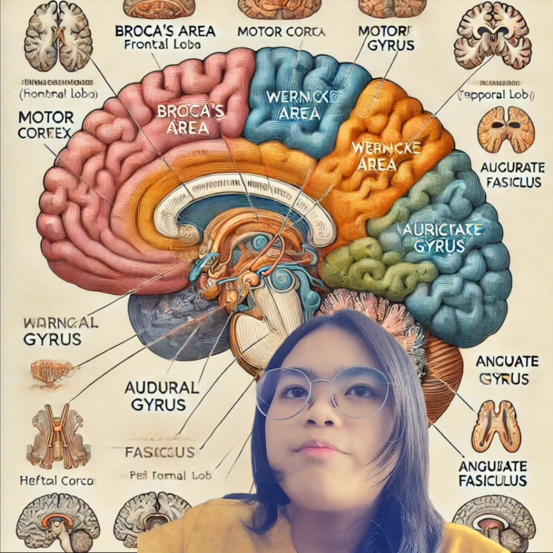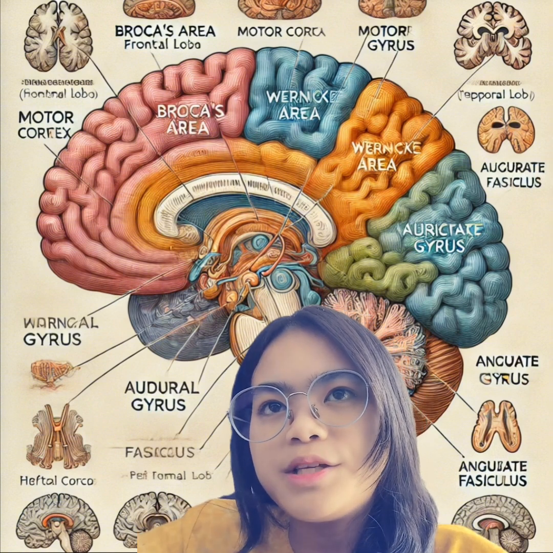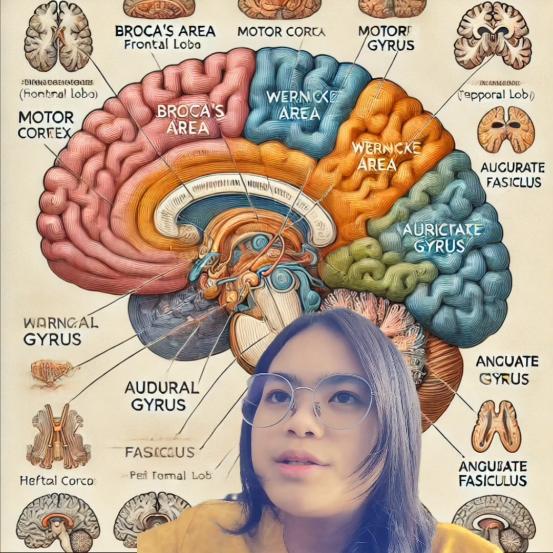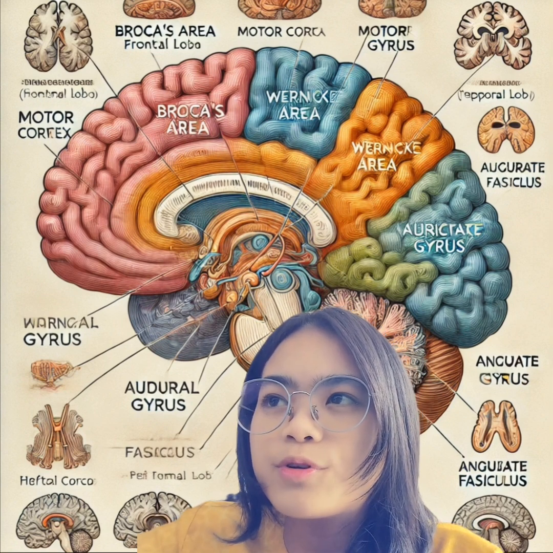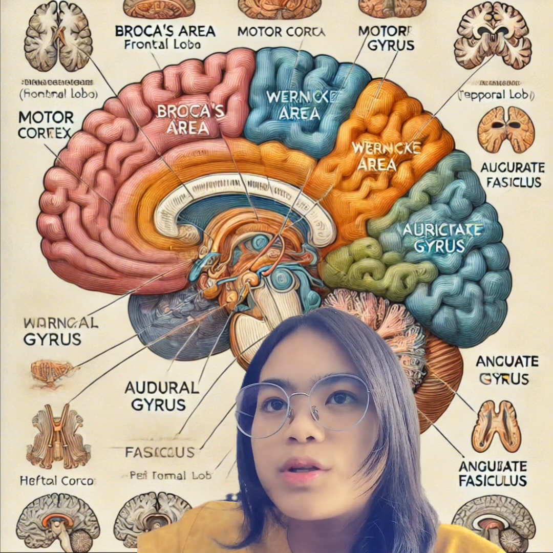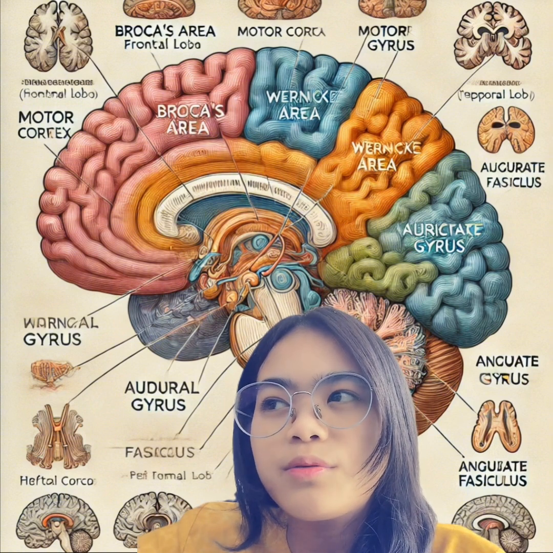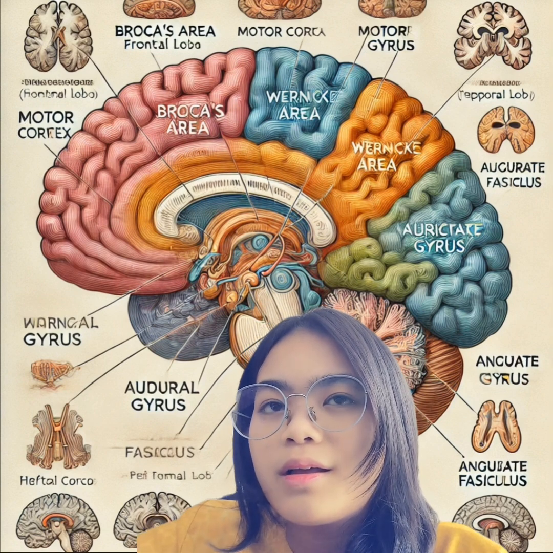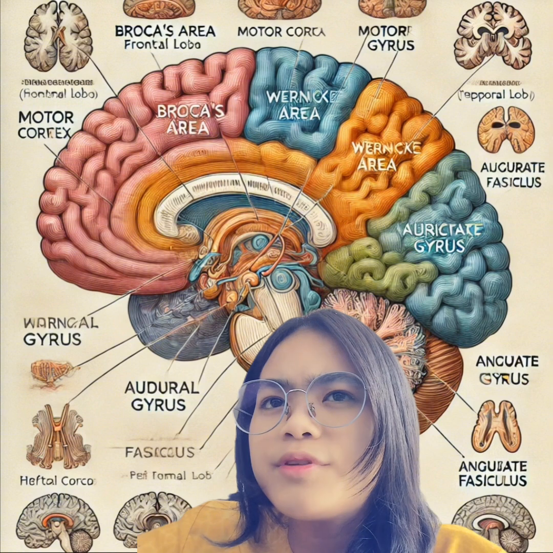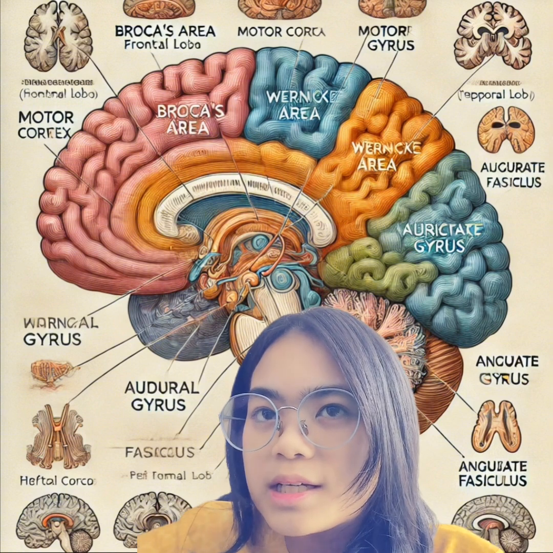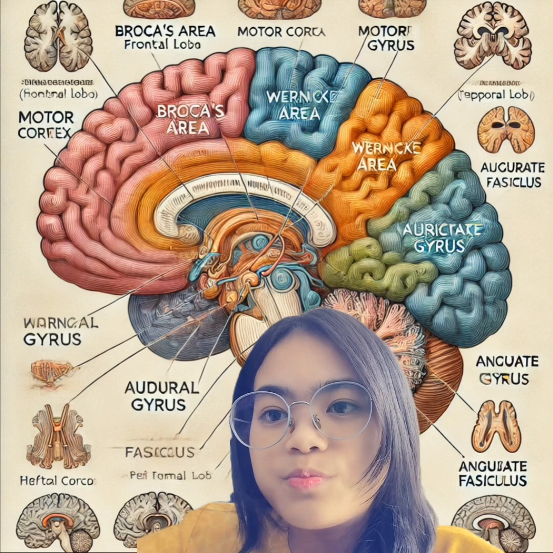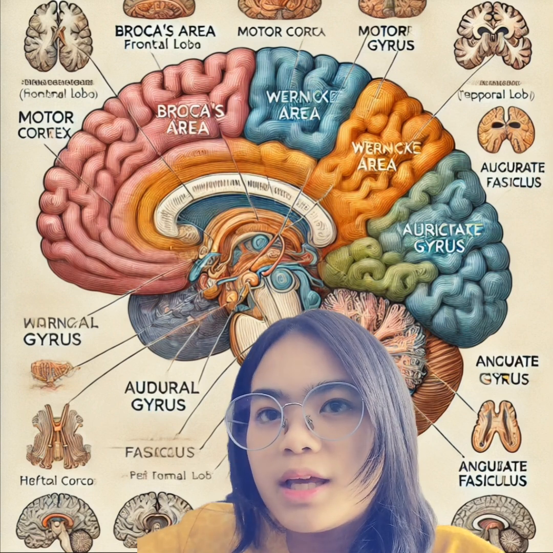Next is apraxia of speech, a coordination problem. The brain struggles to coordinate the correct movements for speaking. For example, the person knows what they want to say but can't make the right sounds. And the last one is hearing loss and speech. If the auditory cortex is damaged, a person might hear speech but struggle to interpret words correctly.